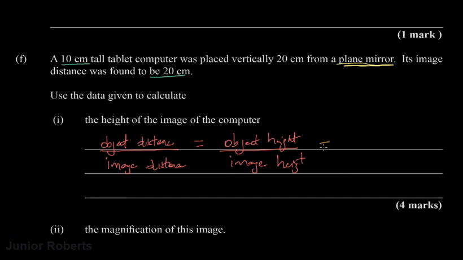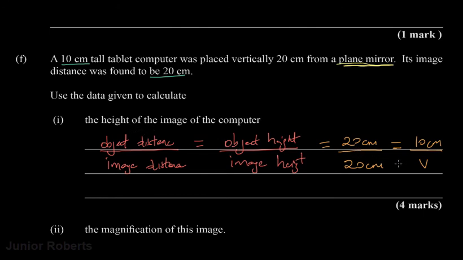So in this case, we have object distance, which is the distance from the plane mirror. In this case, that's 20 centimeters divided by the image distance. Image distance in this case is 20 centimeters, so we're going to have 20 centimeters, and that will be equal to our object height. In this case, our object height is 10 centimeters, so we have 10 centimeters divided by our image height, which is what we're trying to find. So we'll just put V, which is for our image height.